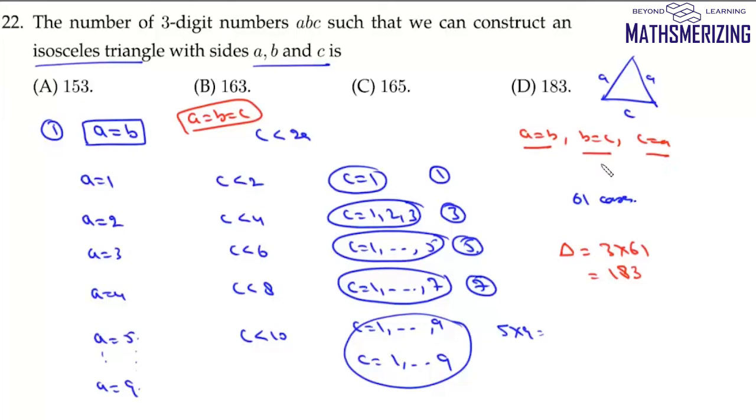So that means we have some repetitions here. So first we need to find how many equilateral triangles there will be. For 9 cases, there'll be 9 equilateral triangles. So from the total cases, we'll subtract these equilateral triangles 2 times, because we have to include them once, but we are not going to include them again for the remaining 2 cases. So it'll be simply minus 9 into 2. So 183 minus 18, and it'll be simply 165, and that's your option C.